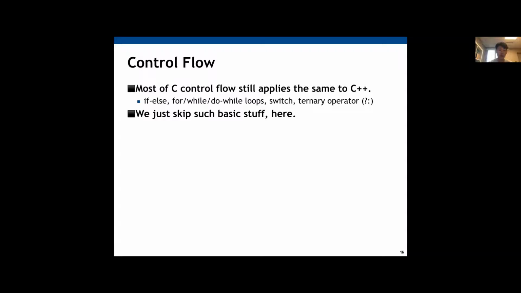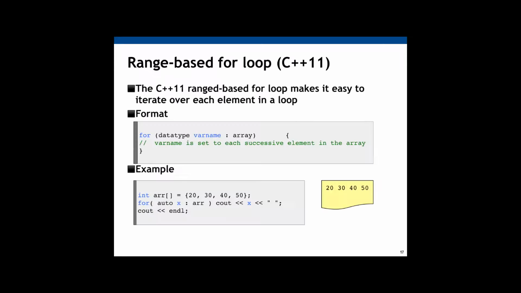For today, I will introduce the range-based for loop and some of the pitfalls when we are using loop and condition statements. So let's talk about the range-based for loop first. This is new in C++. C does not have this range-based for loop. C++11 includes a new type of for loop, which we call the range-based for loop.